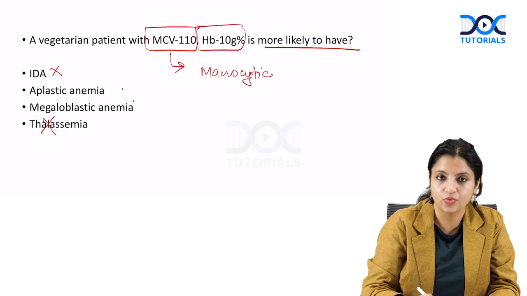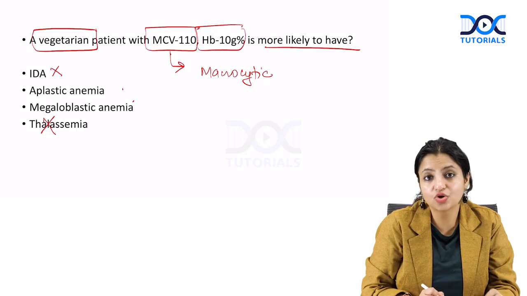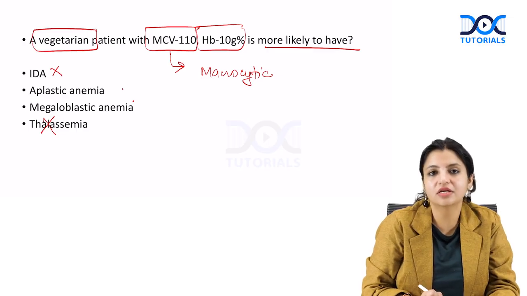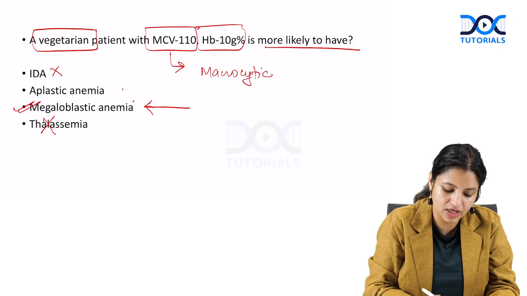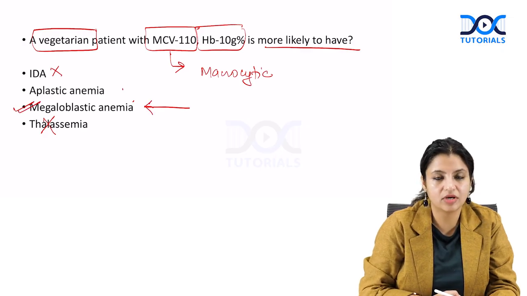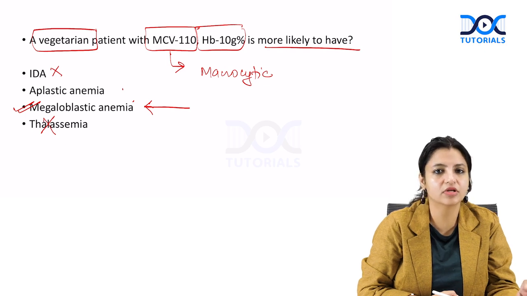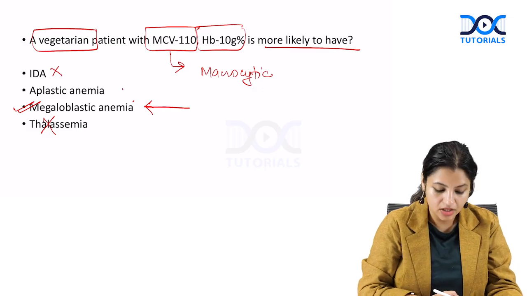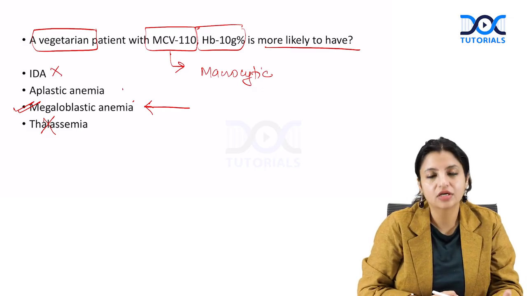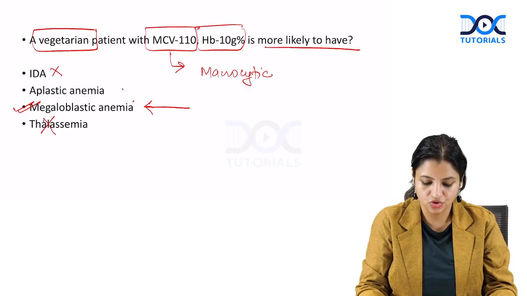So now we have to look at the clue. The clue that is given is that he's a vegetarian patient. That's a strong clue. Vegetarian patient means that there will be B12 deficiency. So they're probably looking for the answer megaloblastic anemia. Remember, aplastics are also macrocytic, but they usually don't go up to 110. But here the clue is vegetarian, so that's the clue to the answer. That's why megaloblastic anemia should be the first point you remember here.